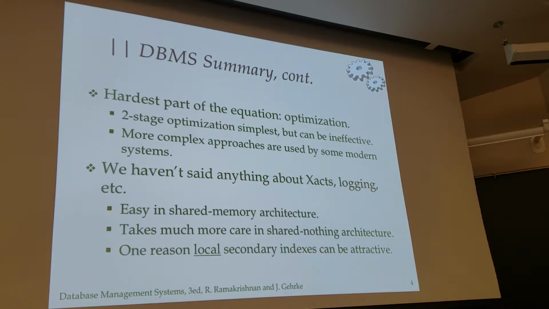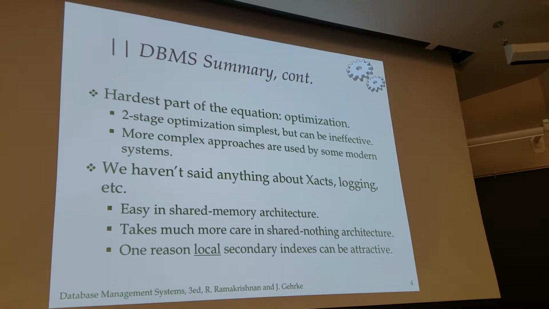We haven't talked about where parallelism comes in with transactions and logging. When you have a shared memory architecture, it's relatively easy to make things work as if there's one system. Locking gets much more complicated in a shared nothing architecture.